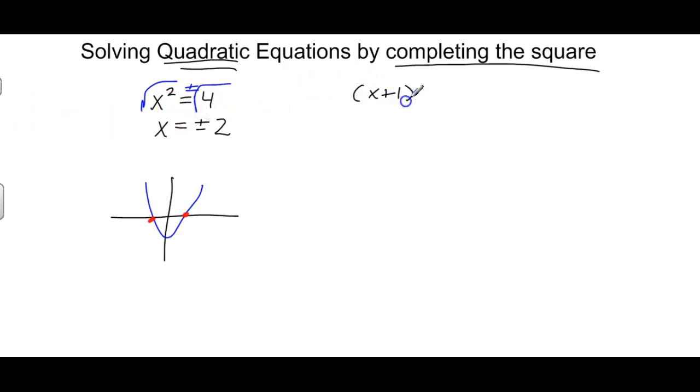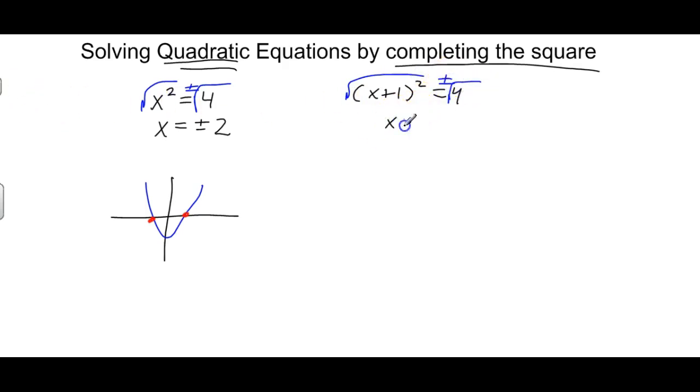x plus 1 quantity squared equals 4. Now this wouldn't be that much harder, but that's kind of what we want. That's our goal in this lesson, to get our equations to look like this, where we have a binomial being squared, and then we just take the square root of both sides.